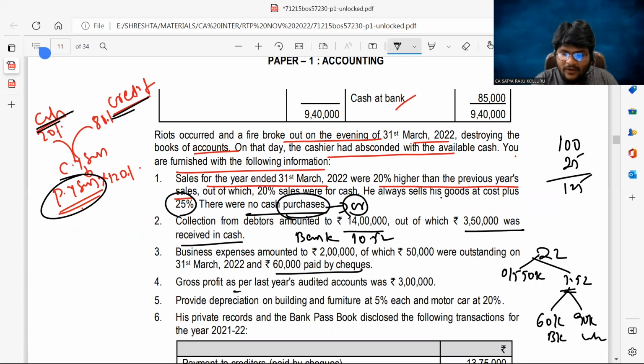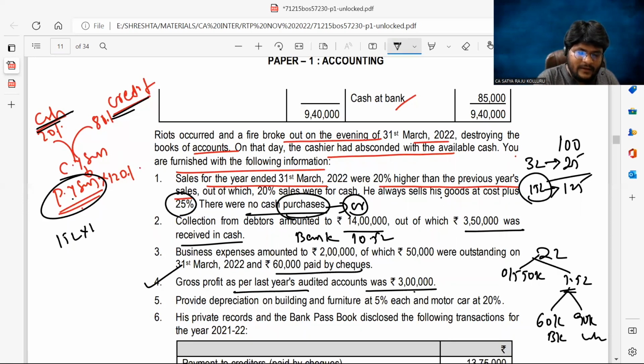Gross profit as per last year's audited accounts was 3 lakhs. Oh, GP was given here, which was 3 lakhs, which is equal to 25. If GP is equal to 25, then for 125, how much? 125 into 3 divided by 25, 15 lakhs. Last year sales were 15 lakhs. If previous year sales were 15 lakhs, current year sales were 15 into 120%, 18 lakhs.